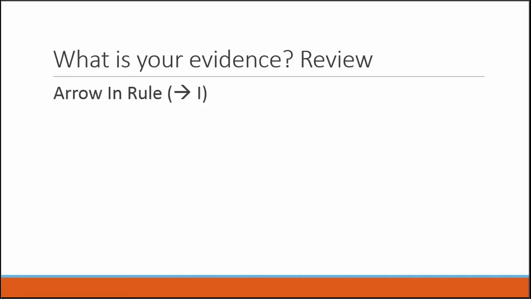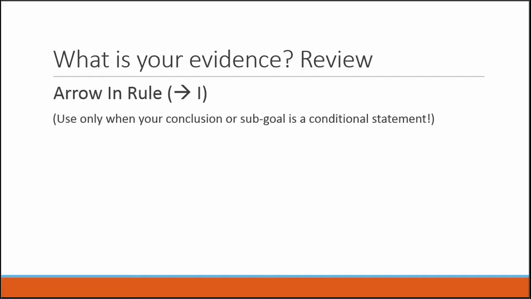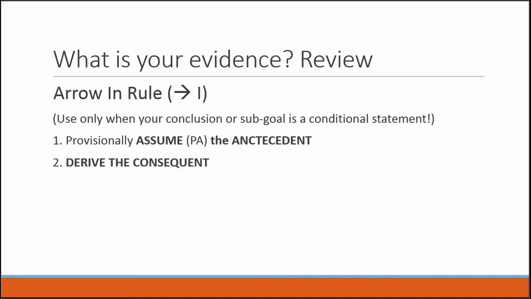The last rule that you learned is arrow in rule. Arrow in rule states, well, first of all, use this rule only when your conclusion or your sub-goal is a conditional statement. This is only for getting a conditional statement. The rule states, provisionally assume the antecedent of the conditional you're trying to prove, derive the consequent of the conditional you're trying to prove, and then infer the conditional.